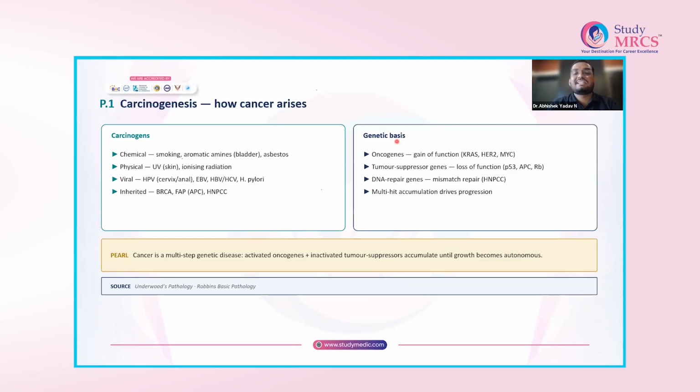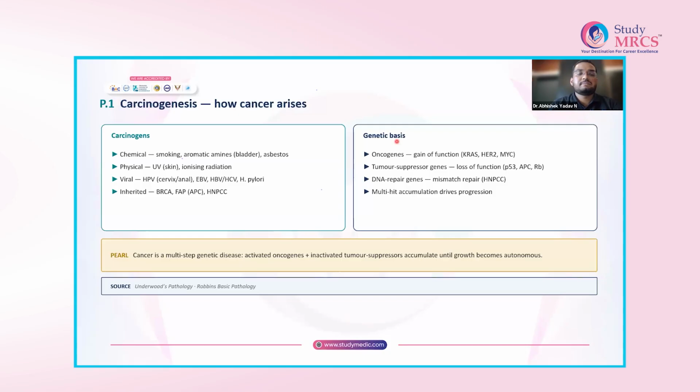And we have multi-hit accumulation-driven progression. So these mutations can occur in multiple stages. For example, we have the adenoma carcinoma sequence, where most of the gut cancers develop through mutation of the APC gene, followed by KRAS activation, followed by P53 loss of function, which leads to development of a cancer. That's called multi-hit accumulation driving the development of the cancer.